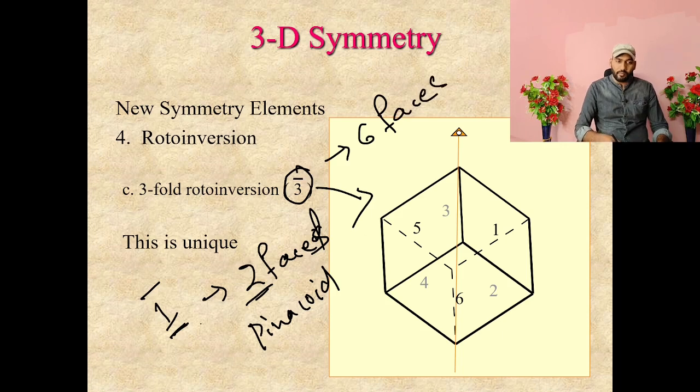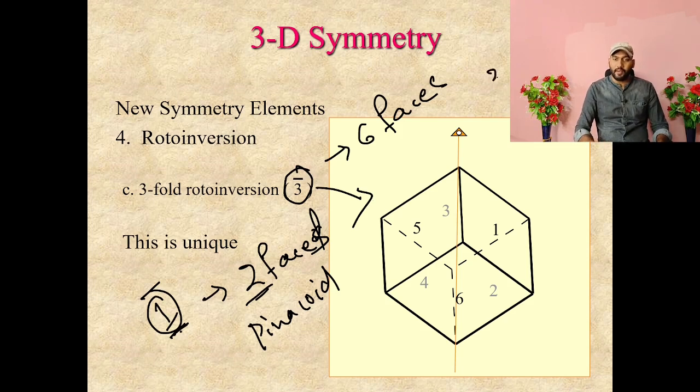So you remember, whenever we put bar over odd numbers like 1 and 3, the number of faces will be doubled.